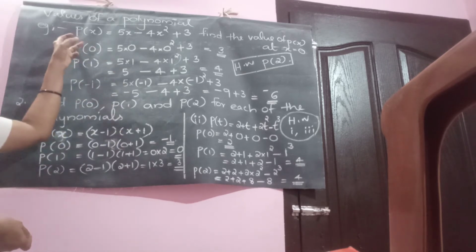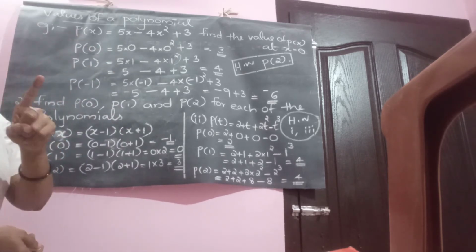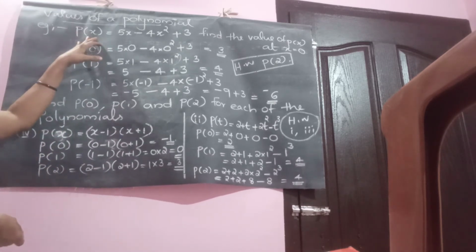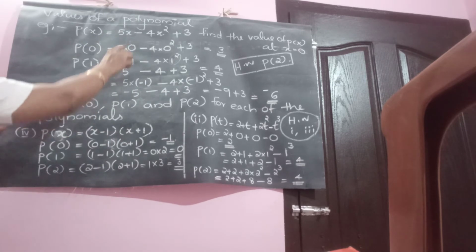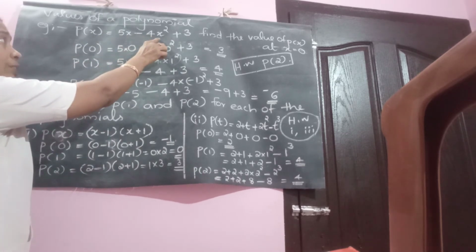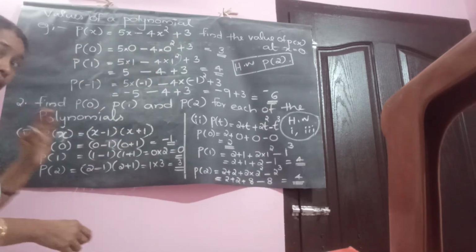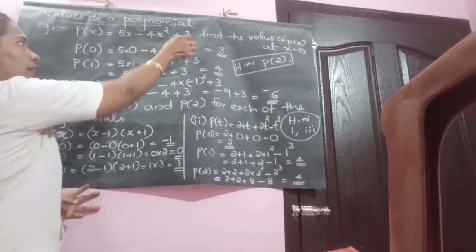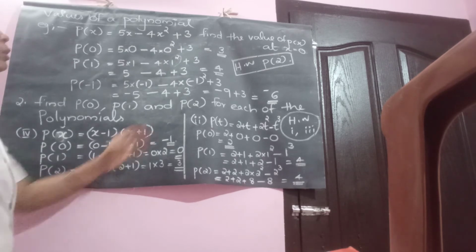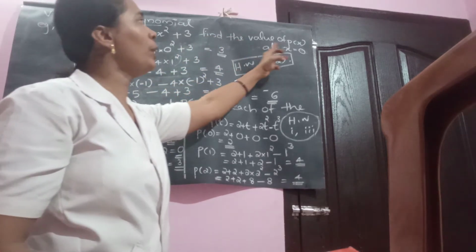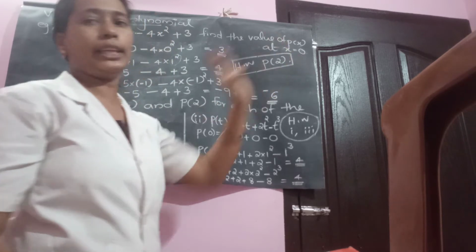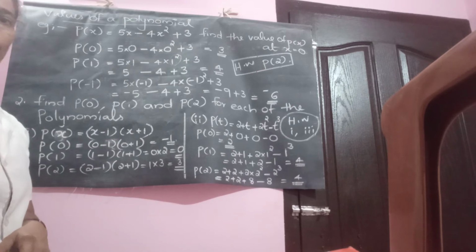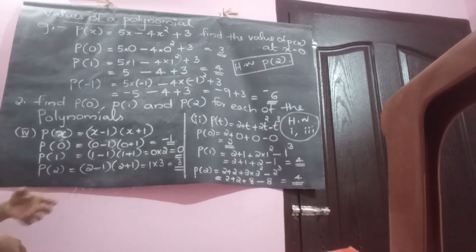For example, the teacher is starting with your second exercise, question number 1. In question number 1, they have given a polynomial, and the polynomial is 5x minus 4x square plus 3. 3 terms are there. First term 5x, second term negative 4x square, third term plus 3. And our question is, find the value of p of x at x equal to 0. Find the value at x equal to 0. What will be the value when x equal to 0?